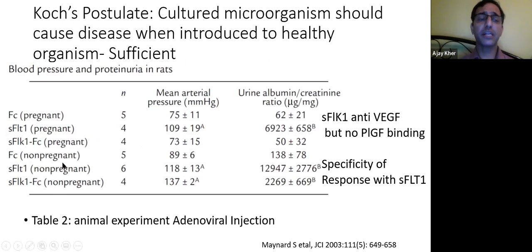And then they have the non-pregnant controls in which they give adenovirus as well, which again shows that just the Fc fragment does nothing. If you give SflT1 to non-pregnant animals as well, you get hypertension and you get proteinuria. And if you give SflK, again you get hypertension and proteinuria, because in non-pregnant animals there is no placental growth factor. There's only VEGF. So again, they're trying to show that in pregnancy, the only thing that can be the causative agent is SflT1.